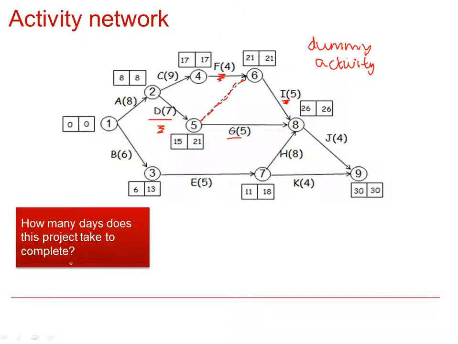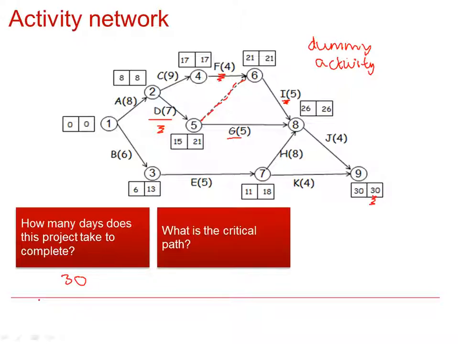So how many days does this project take to complete? It takes 30 days. What is the critical path? So the critical path is made up of the activities that can't be delayed. So that's A, C, F, I and J.